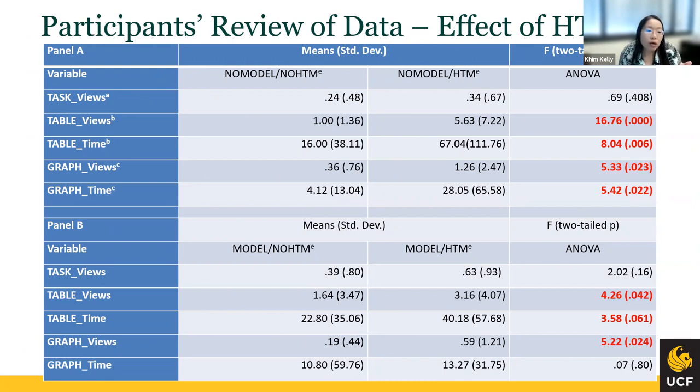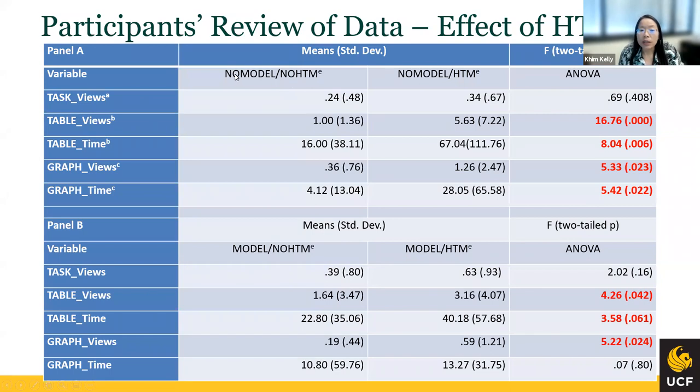We captured the number of times they viewed the table, the number of seconds they viewed the table, the number of times they clicked on the graph, the number of seconds that they remained on the graph page. So what we did here was a simple test to look at the effect of HTM. We want to see whether the hypothesis testing mindset prompt changes the way they view data.